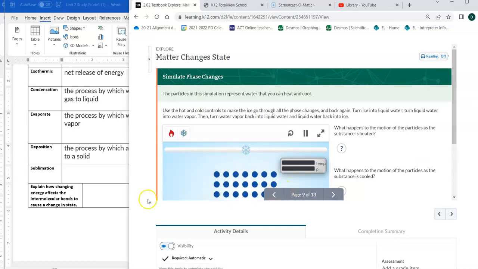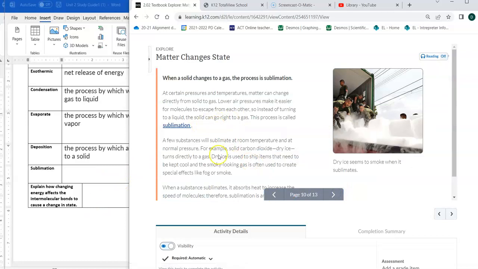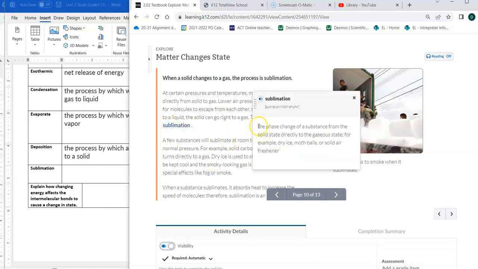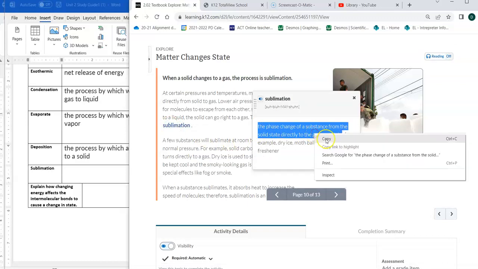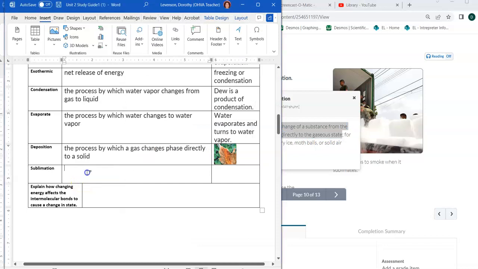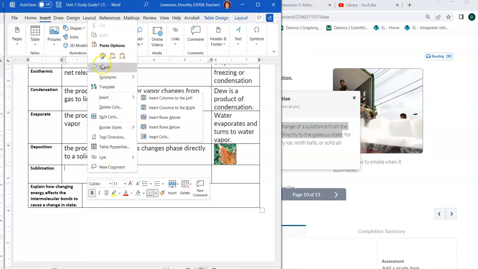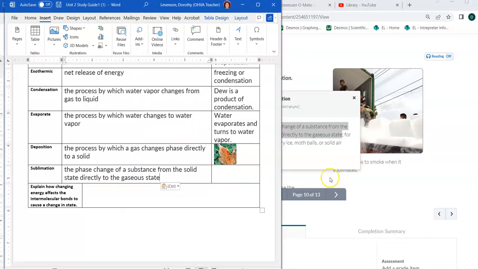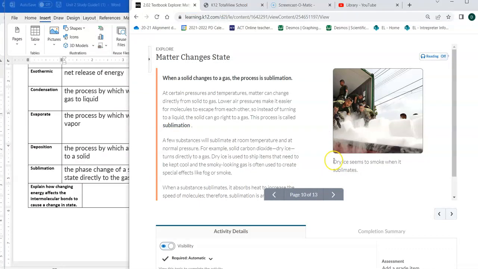Okay, and sublimation. Sublimation is the opposite of deposition. There's a little activity you can do there, but sublimation's on page 10. And sublimation is where it goes directly from a solid to a gas. A solid to a gas. And the example that they give you is dry ice. And you can see that dry ice evaporating off of there.